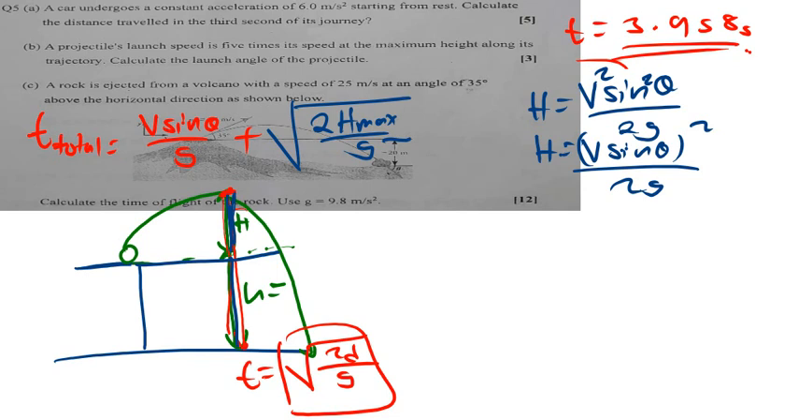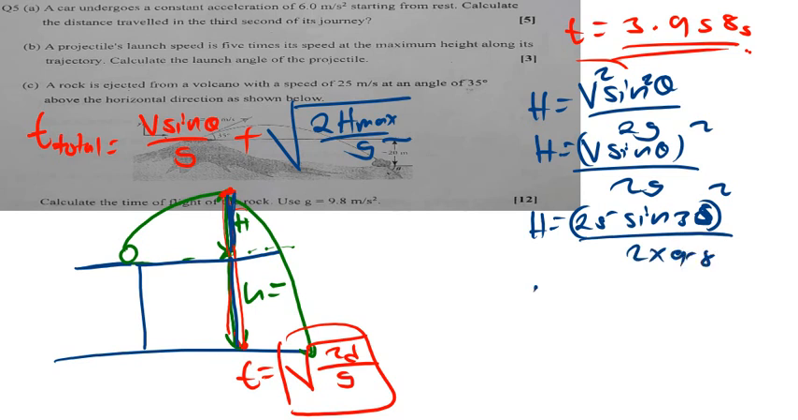So that h we are talking about here is going to be, the velocity is 25, then sine 35, we square it, divided by 2 times 9.8. So my h in that case will be 25 sine 35. The answer I get, I square it, divide it by 9.8 times 2 is 19.6. I'm getting 10.5. It's 10.49, but it's just 10.5 meters.